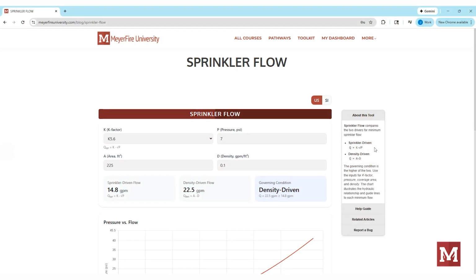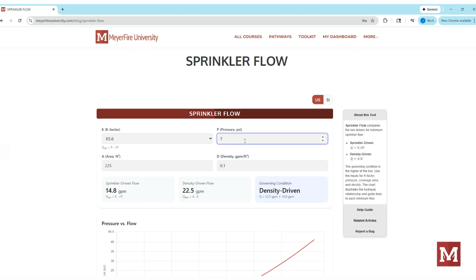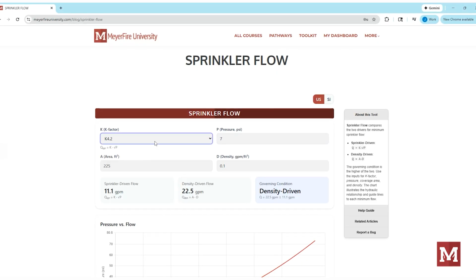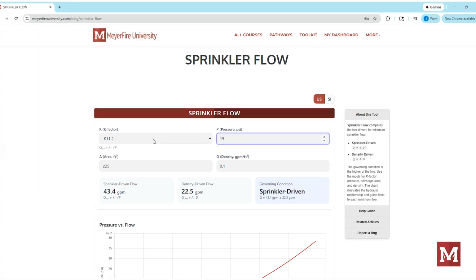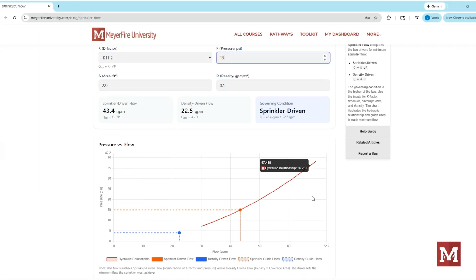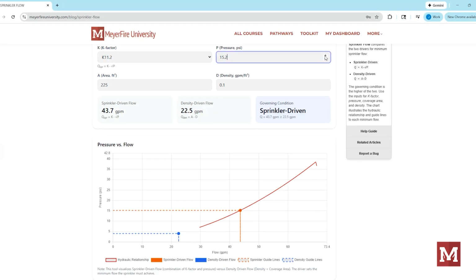The first driver is straightforward. Every sprinkler has a K-factor and a minimum pressure requirement. These are usually listed on the sprinkler's manufacturer's datasheet. If a sprinkler has a K-factor of 5.6 and a required minimum pressure of 7 psi, the flow comes out to 14.8 GPM. That's what we said earlier. Different sprinkler types, residential, extended coverage, attic, or storage, have different minimum pressures and K-factors. When we increase the K-factor or pressure, flow increases along a curved line relationship. The pressure-flow relationship is exponential, meaning small increases in pressure can produce larger increases in flow.